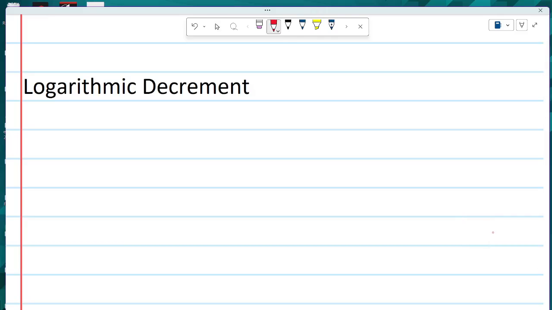So the next topic is the logarithmic decrement. This represents the rate at which the amplitude of a free damped vibration decreases. So it's a rate at which the amplitude of free vibration reduces or decreases.